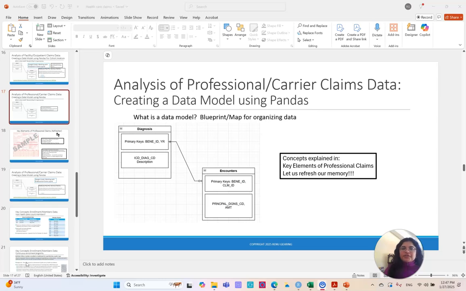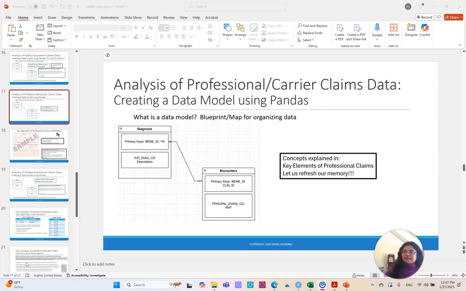In this episode, we are going to be talking about professional claims, or as CMS refers to them, carrier claims, and we are going to be creating a data model using Pandas. Two things I want to note here.